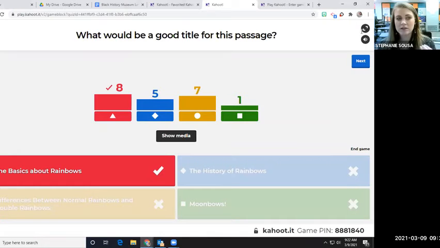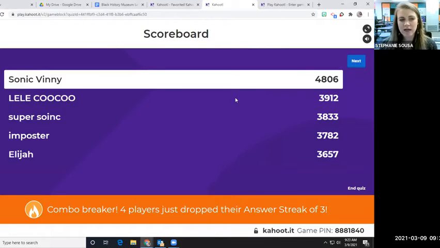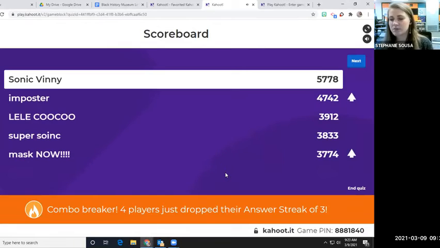The other answer is the history of rainbows. This doesn't tell you about when rainbows started. Differences between normal rainbows and double rainbows. That's not a good title. Oh man, I meant to hit the image because back at the end, it talks about moonbows. Okay, so basic information, that's what it is teaching us.